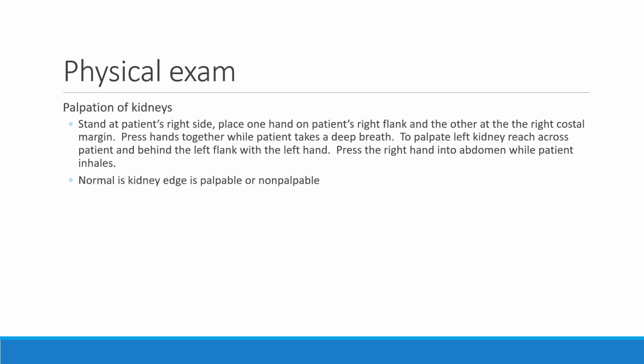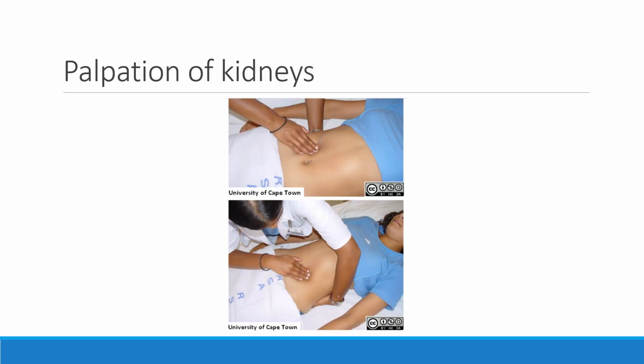Palpation of the kidneys. We're going to stand at the patient's right side and place one hand on the patient's right flank, the other at the right costal margin, and press the hands together while the patient takes a deep breath. To palpate the left kidney, we're going to reach across the patient and behind to the left flank with the left hand and place the right hand into the abdomen while the patient inhales. The normal kidney edge is palpable, or it is normal to have it palpable or non-palpable. And this just shows photos of palpating both the left and the right kidney.